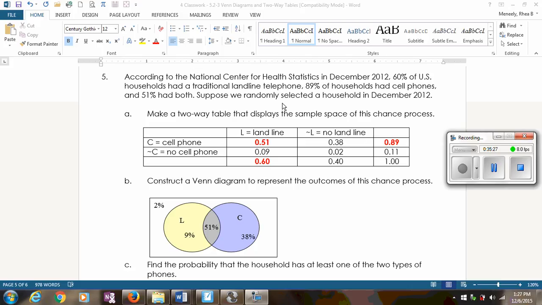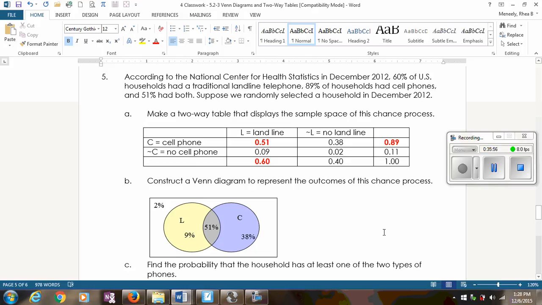If I know that 60% of households had a traditional landline, then I know this column has to add up to 60. I know that if 89% of families had a cell phone, then this row has to add up to 89. I'm also given that 51% had both, and so I'm just going to find the differences to get the landline without a cell phone and the cell phone without a landline. And then since I know all the probabilities have to add up to 1, it enables me to find this missing value of 2% that have neither.